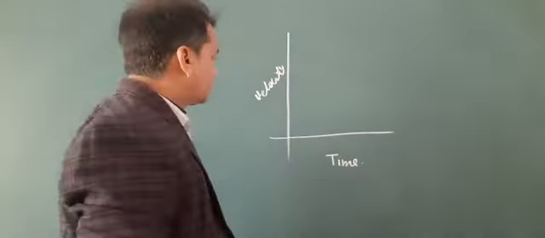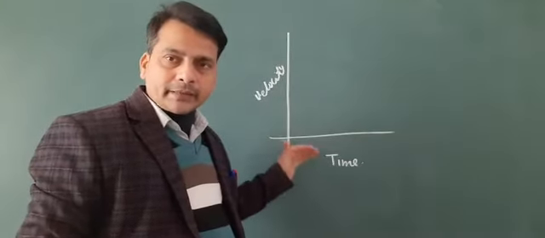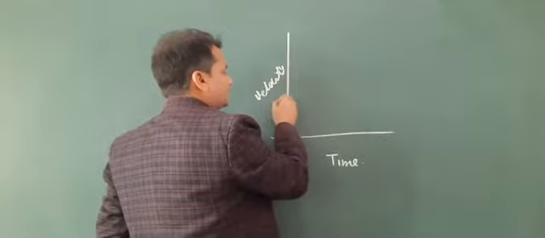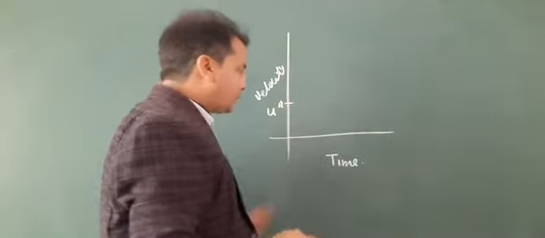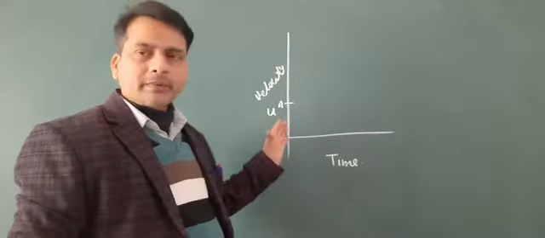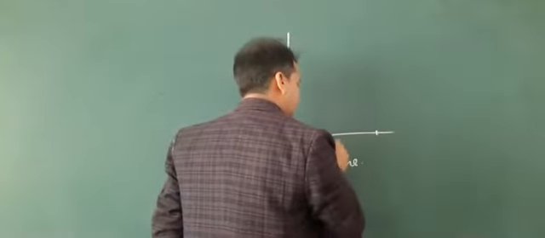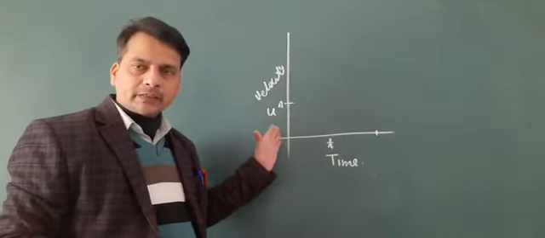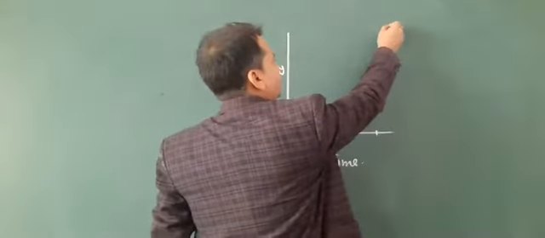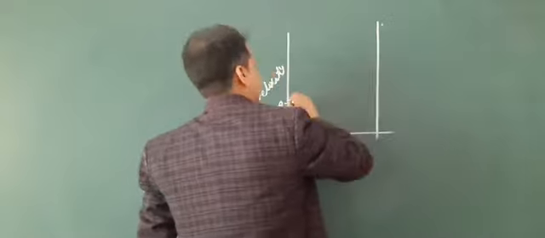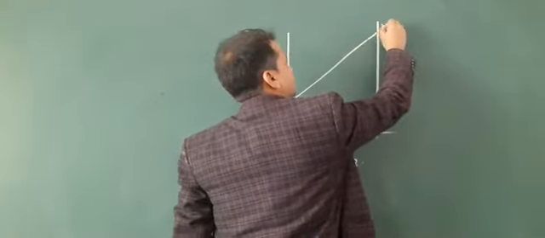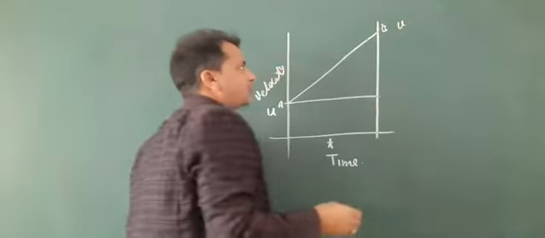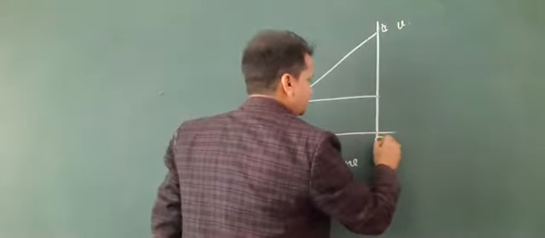Suppose an object has initial velocity u at point A, and after time t, the distance is traveled by the object and its velocity changes to the final velocity v at point B, and that is the line CB.